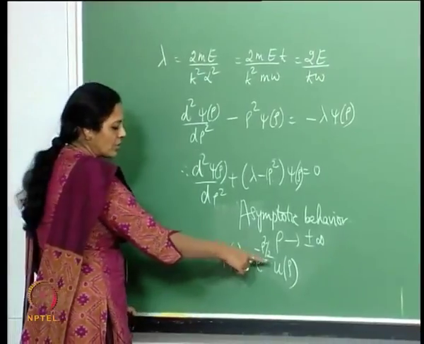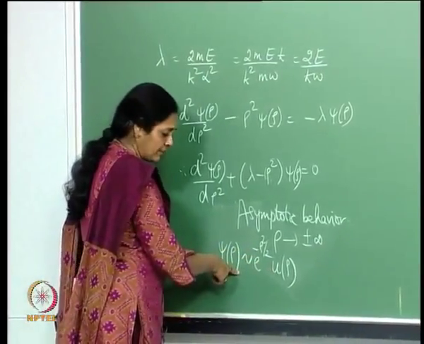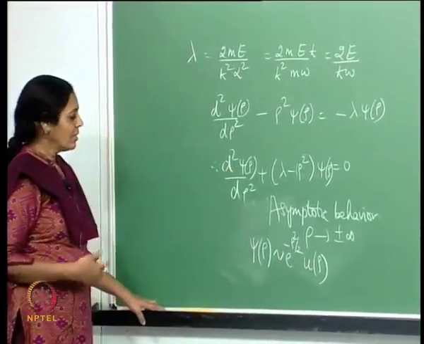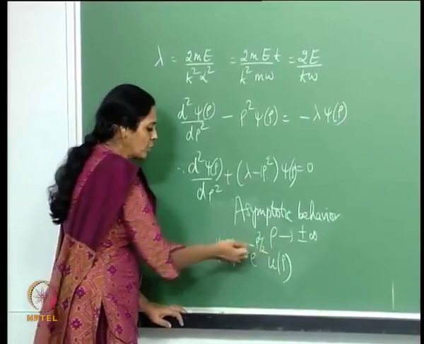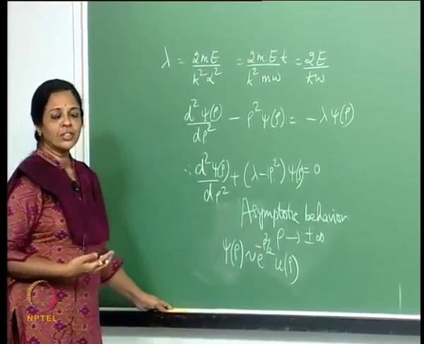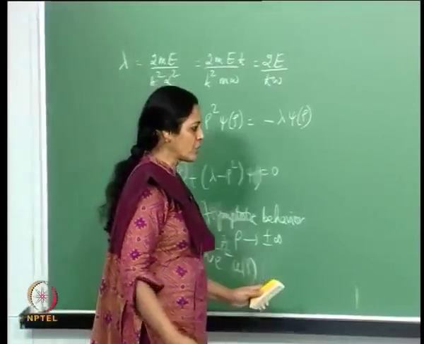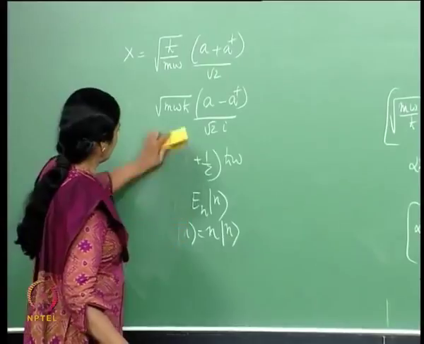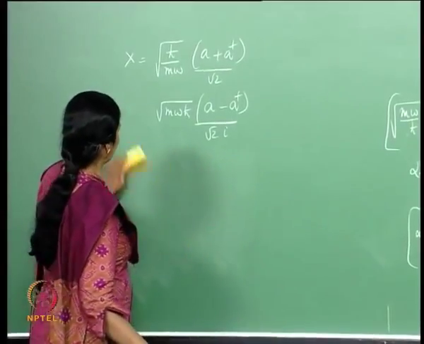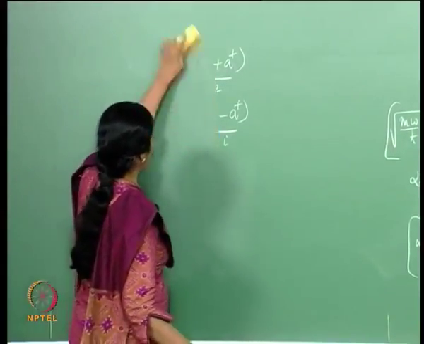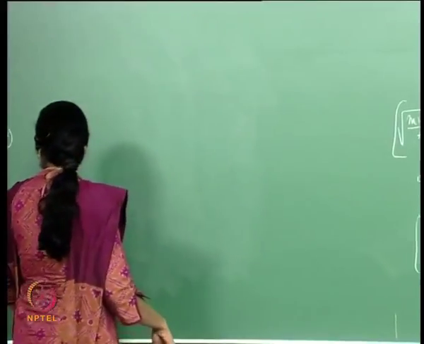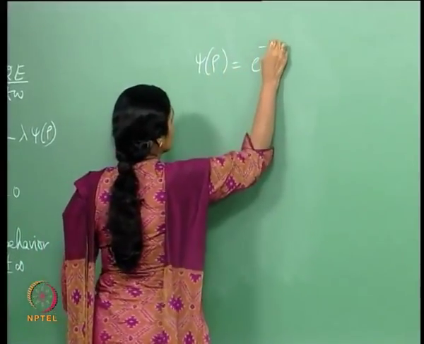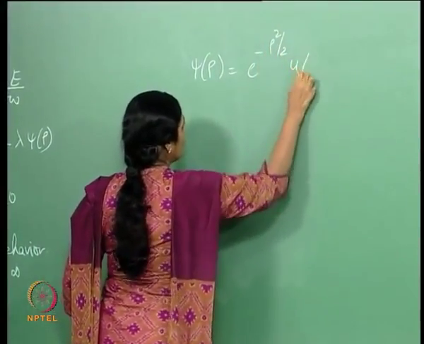Now I can substitute this solution for psi, recast the differential equation as a differential equation for u, find out u, and then I know the full solution, the wave function for the simple harmonic oscillator in the position representation. So that means the following. Let me write psi of rho as e to the minus rho squared by 2 times u of rho.